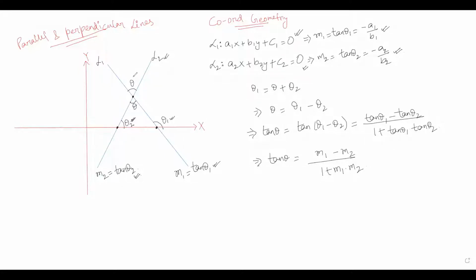Now, this theta that we have considered is an acute angle, so we can put a mod here, because in the first quadrant, that is when the angle is between 0 and 90 degree, the tangent of any angle would be positive. So the tan of the angle between two lines is given by mod of m1 minus m2 upon 1 plus m1 times m2, where m1 and m2 are the slopes of the two lines.